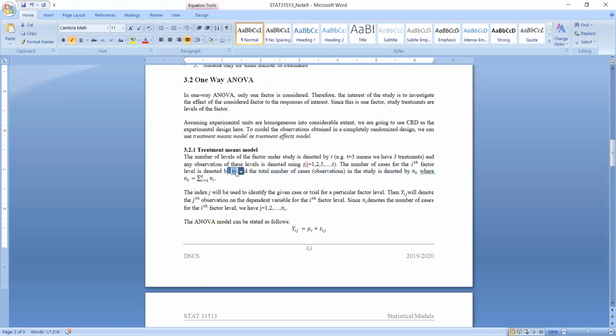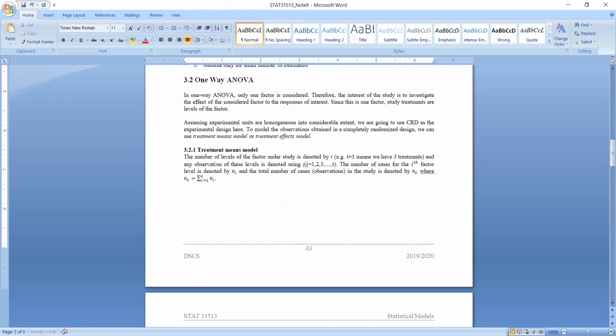If you take the total of all the observations, since you have T number of treatments, that is, i goes from 1 to T, if you take the total of all these Ni values, that is equal to NT, which is equal to the total number of observations.